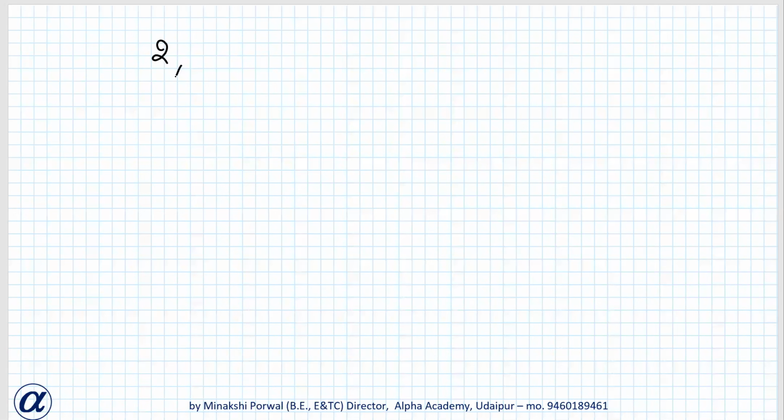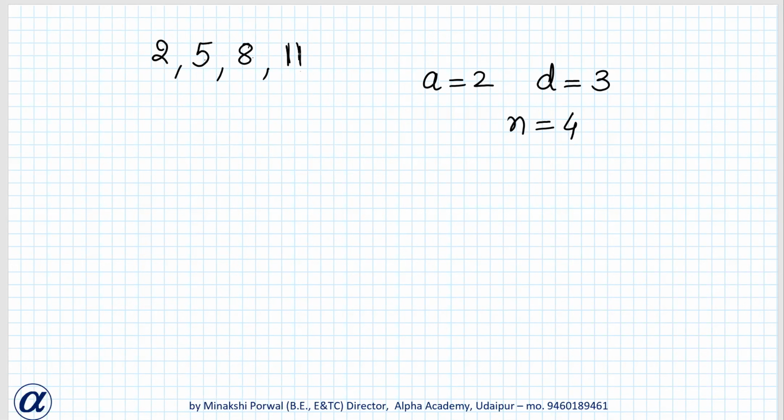Suppose an AP is there: 2, 5, 8 and 11. Is this an AP? Yes, ma'am. It just finishes right here. So if I say A is 2 here, D is 5 minus 2, that is 3. What are the total number of terms? How many N are there here? 4. 1, 2, 3, 4. 4 terms are there.